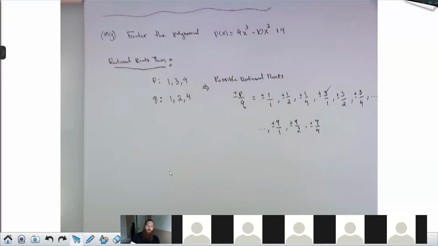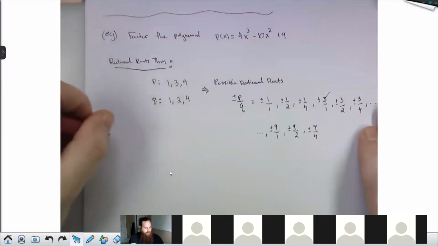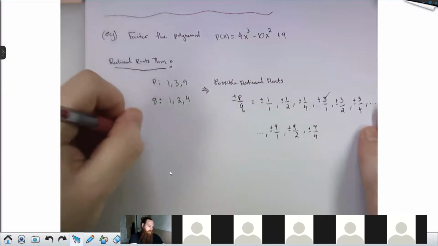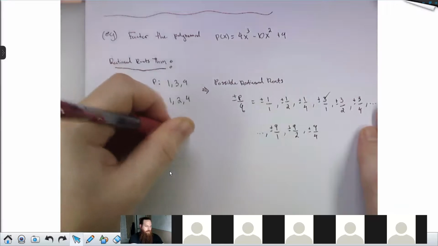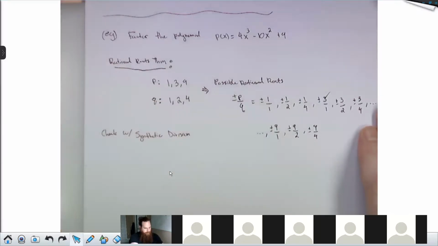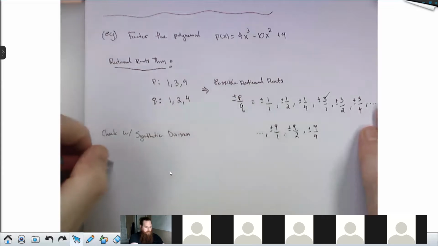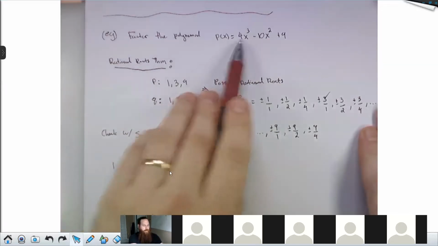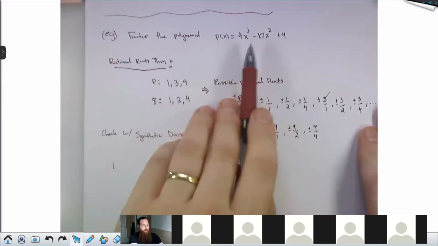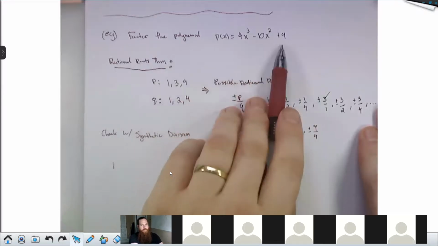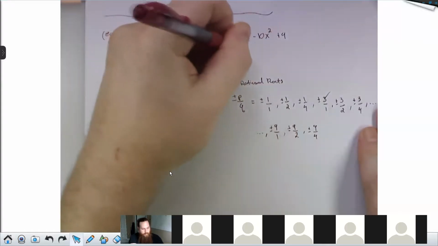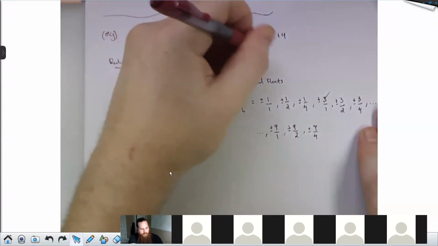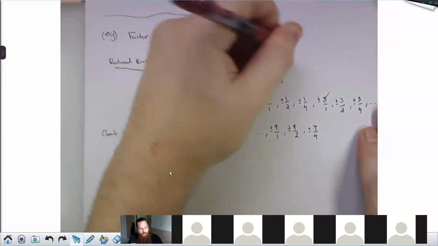So this gives me my list of possible rational roots. And then to find out which ones are actually roots and which ones are not, I use synthetic division. I'm going to start by checking 1. And so I write 1, and then I write the coefficients of p. You have to watch out. There's a missing term here, right? There's an x term that's missing. So I have to insert that as a 0. P of x here is really 4x cubed minus 10x squared plus 0x plus 9.